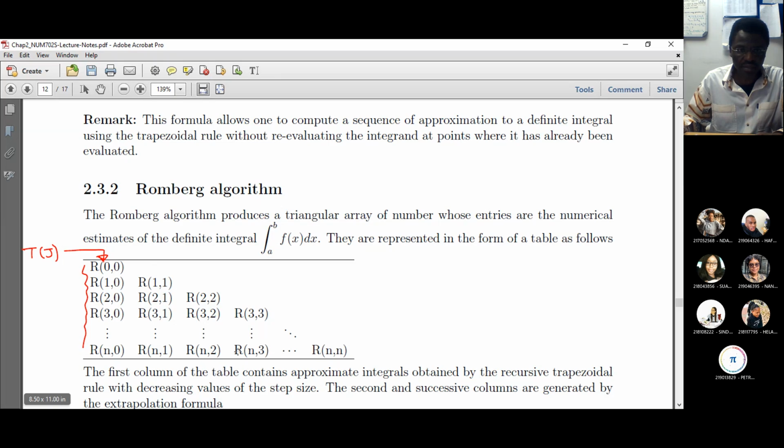Now, how do we fill the remaining columns? That is when K is equal to 1, K equal to 2, 3, and so forth. Now you see that by so doing, we construct a lower triangular table, right? It's a lower triangular table because here you have R00, R11, R22, R33, up to RNN. There is nothing above the diagonal. It's only the diagonal and the elements below the diagonal. So the lower part of the table will be filled and the upper will be empty.